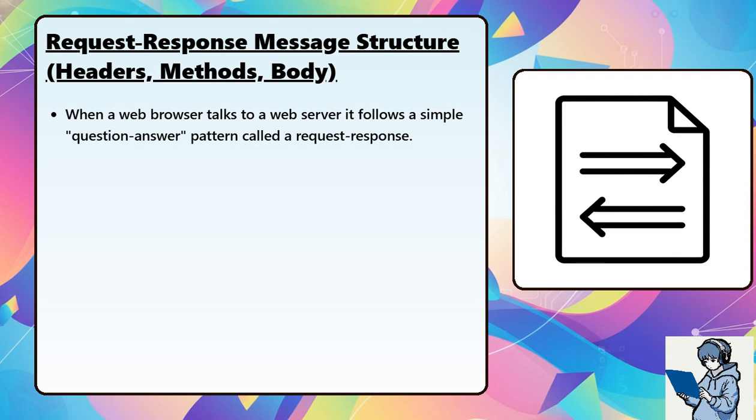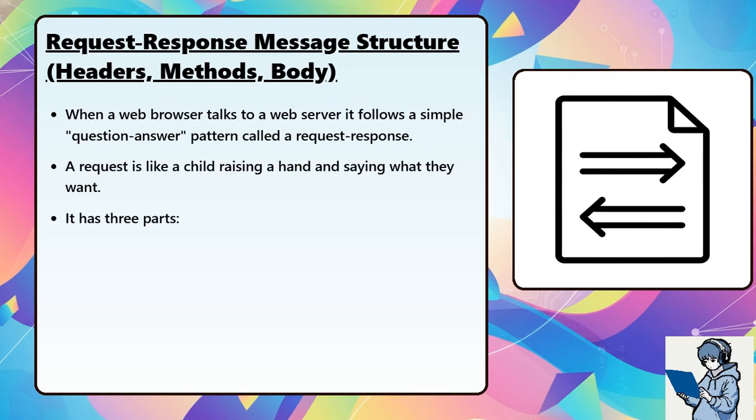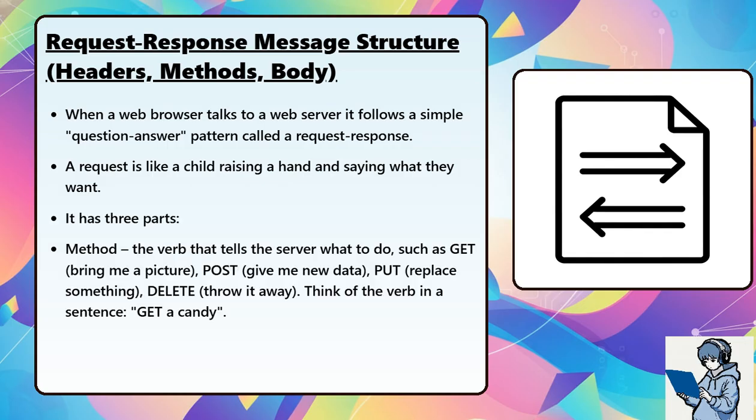When a web browser talks to a web server, it follows a simple question-answer pattern called a request-response. A request is like a child raising a hand and saying what they want. It has three parts. Method, the verb that tells the server what to do, such as GET: bring me a picture, POST: give me new data, PUT: replace something, DELETE: throw it away. Think of the verb in a sentence, get a candy.